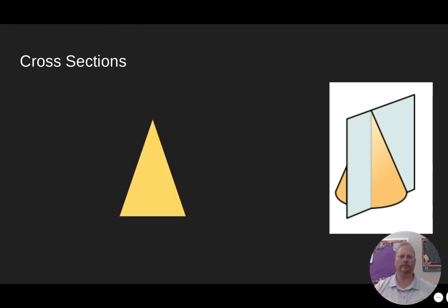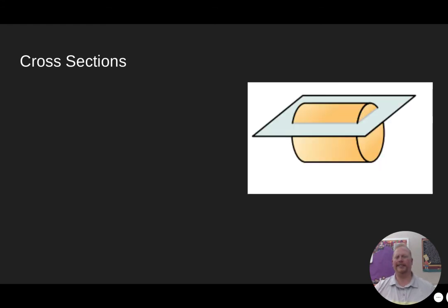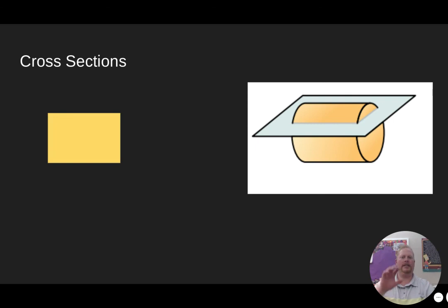So here's a cone. If I were to slice the cone horizontally, it would make a circle. But if I slice it vertically and then I open it up, what would I see? It would make a triangle. Last example, what if I take a cylinder and if I were to slice it vertically, it would make a circle. But I'm slicing it horizontally, and so when I do that, if I were to take that and look, I would see a rectangle.